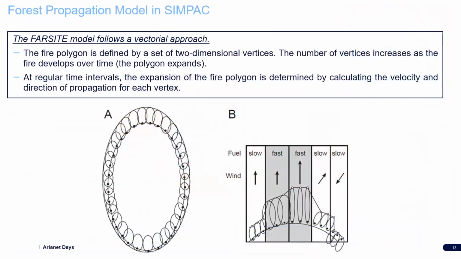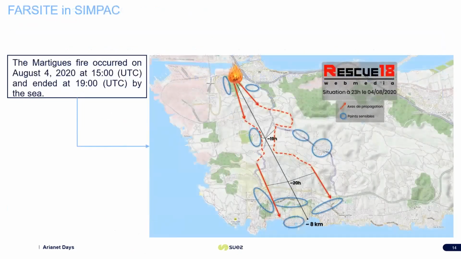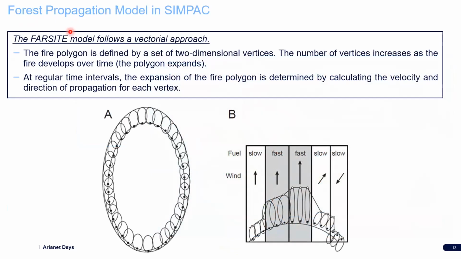In the last minutes that I have, I will try to present one of the recent implementations in the SIMPAC platform: adding a new source term, a forest fire propagation model. Yes, there should be a forest fire propagation model in SIMPAC. And to do that, we implemented the Farsight model. It was developed by a US lab.